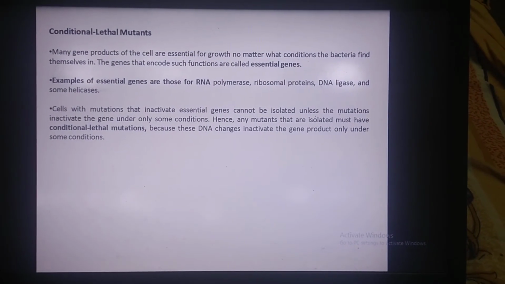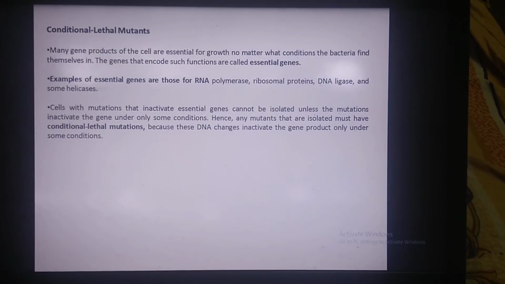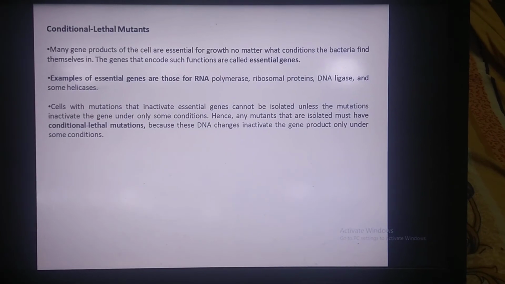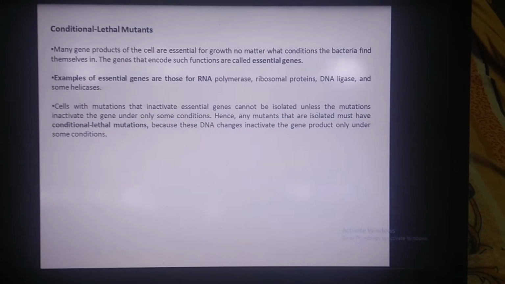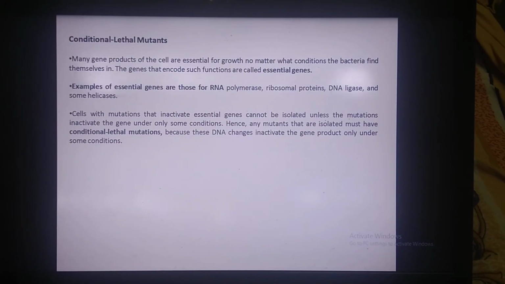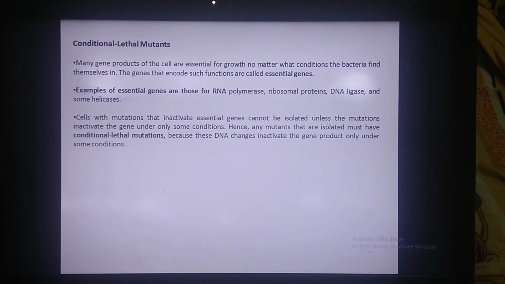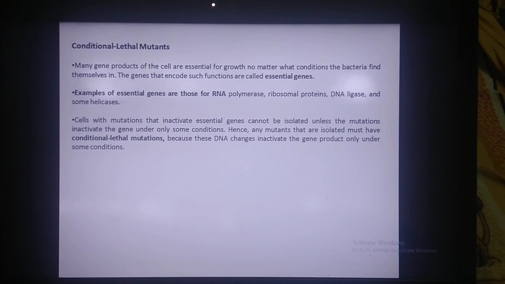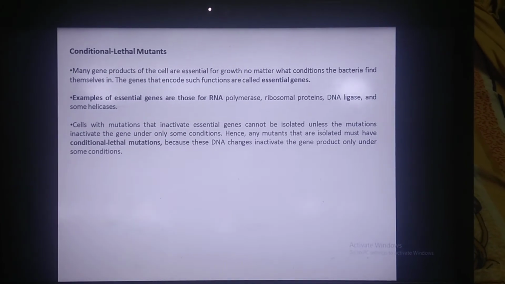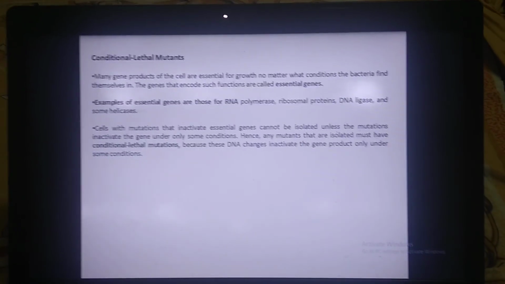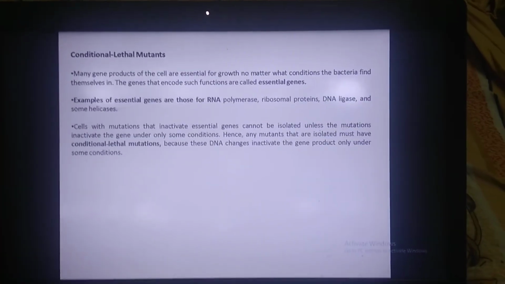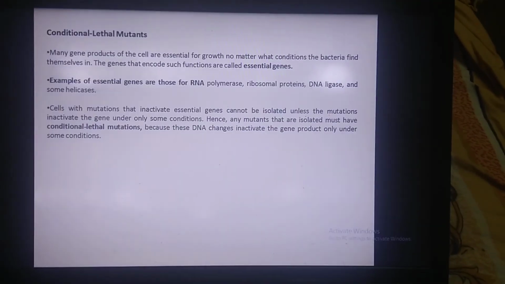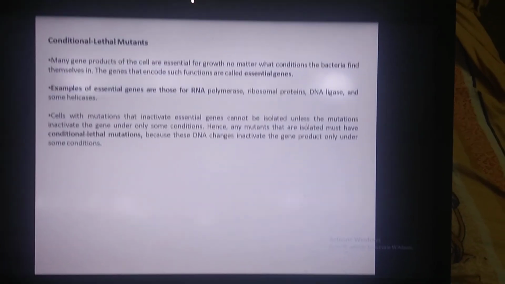If you want to study how the mutations work, you can make a conditional mutant which you can grow at a certain temperature, which is the permissive temperature. Here in this example it is 36 or 37 degrees centigrade, while it will not grow at its non-permissive temperature, that is 42 degrees. So these are conditional lethal mutants, and these are very, very important.